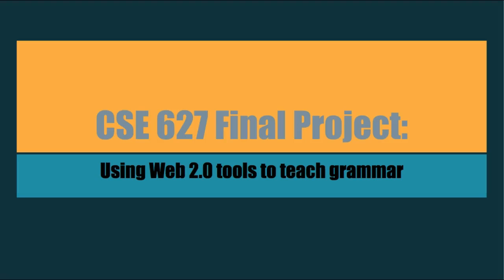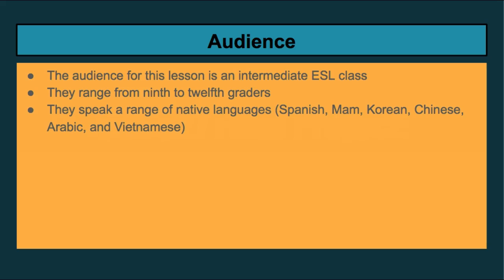Welcome to my CSE 627 final project, using Web 2.0 tools to teach grammar. The audience for this lesson is an intermediate ESL class. They range from 9th to 12th graders. They speak a range of native languages, including Spanish, Hmong, Korean, Chinese, Arabic, and Vietnamese.